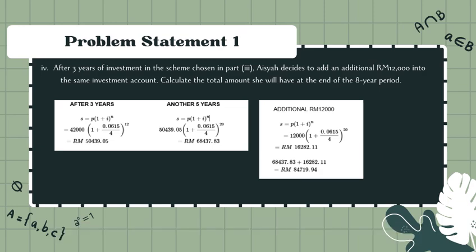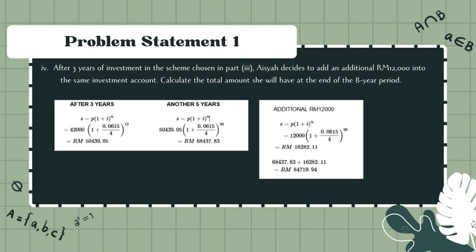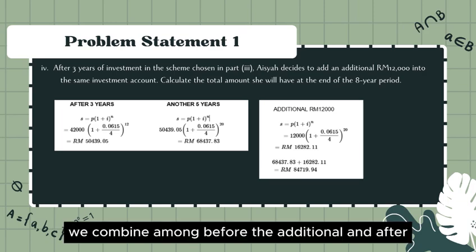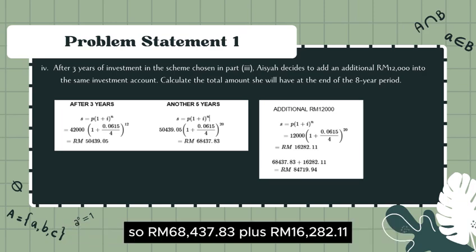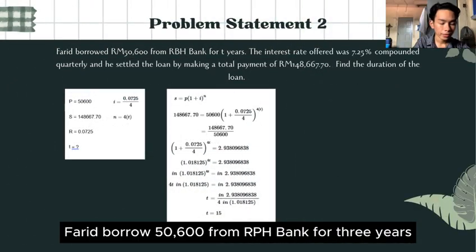Then what we should do is combine the amount before the additional and after. So 68,437.83 plus 16,282.11, we should get 84,719.94 ringgit.